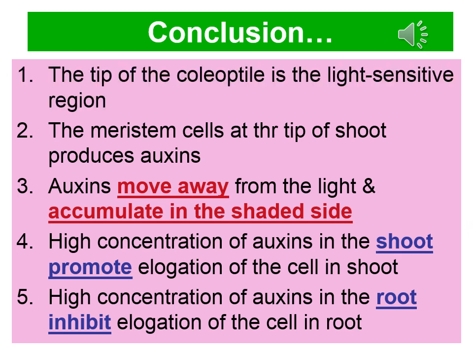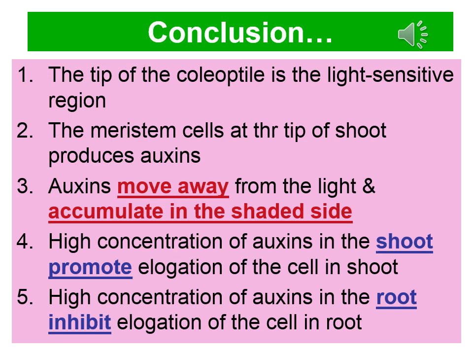Okay, the conclusion is the tip of the colloid tie is the light sensitive region. The meristem cell of the tip of root produce oxygen, and then oxygen move away from the light and accumulate in the shaded side. High concentration of oxygen in the shoot promote elongation of cell in the shoot, but high concentration of oxygen in the root inhibit elongation of cell in the root.